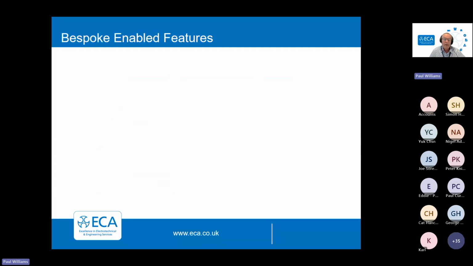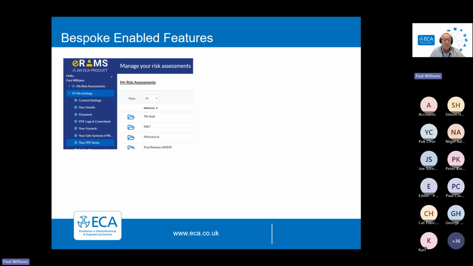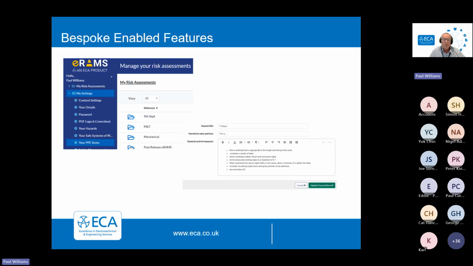So let me talk about some of the bespoke features. Members asked that they wanted to actually make features within eRAMS unique to their own organization. So we've done that in 3 particular ways. The first one is the hazards. So there is built within the software some 90 odd different hazards with controls that we've created which are generic for managing that hazard.